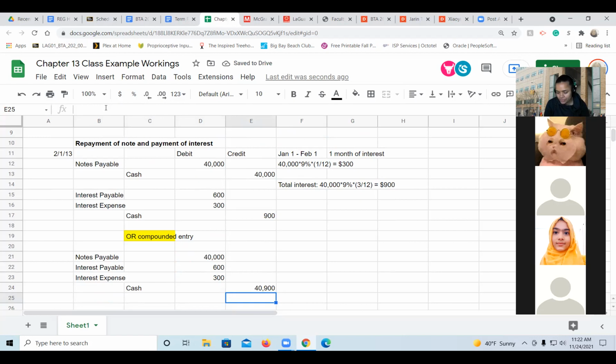Okay, so if you want to do the compounded entry, or if McGraw-Hill Connect asks for the compound entry instead of the split, that's how you would do it. Just put all the debits first, and then cash is the only credit that you have. Questions on this one?